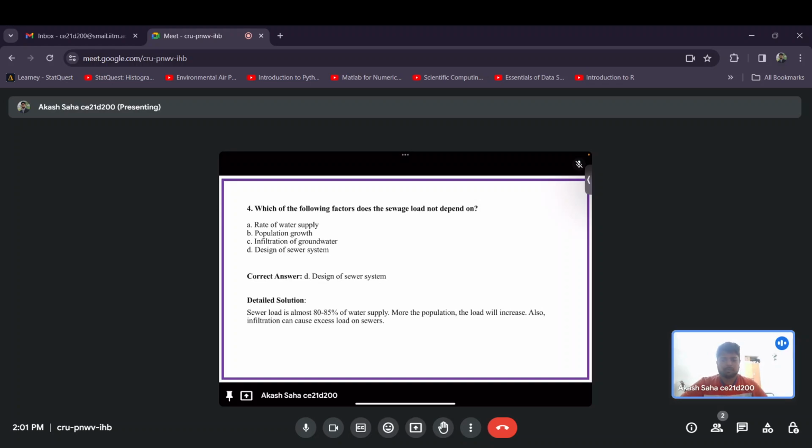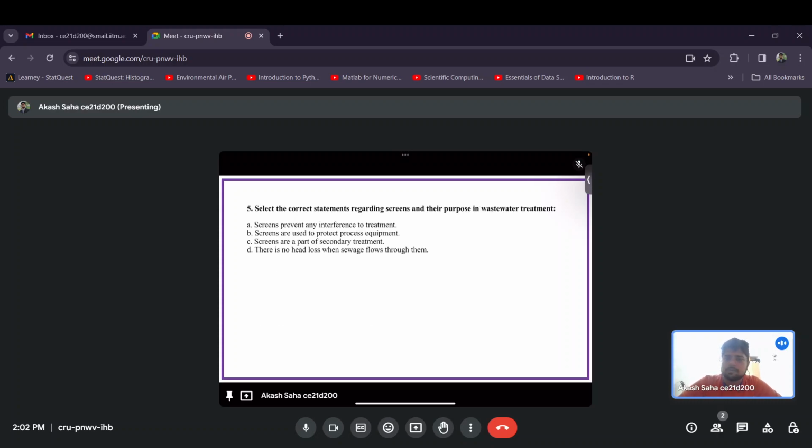So again, just keep in mind that the sewage load doesn't depend on the design of my sewer system, whereas the other three parameters are directly related to the calculation of my sewage load.